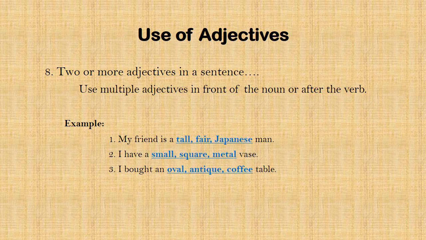In the second sentence, there are three adjectives. They are small, square, and metal. In the third sentence, the words awful, antique, and coffee are the examples of adjectives. All the adjectives in the second and third sentences have been used after the verb and before the noun.